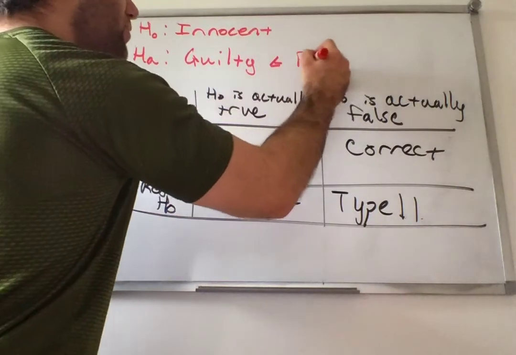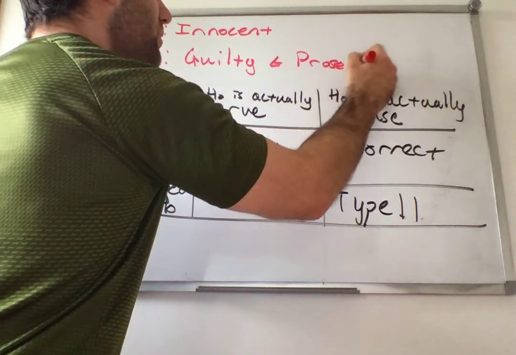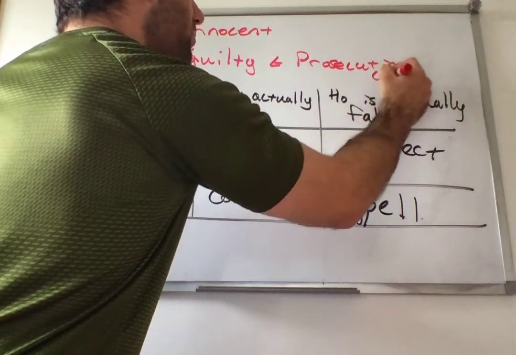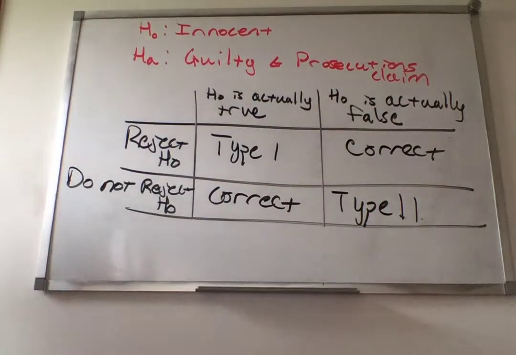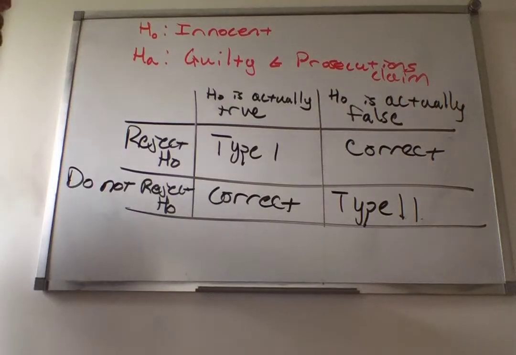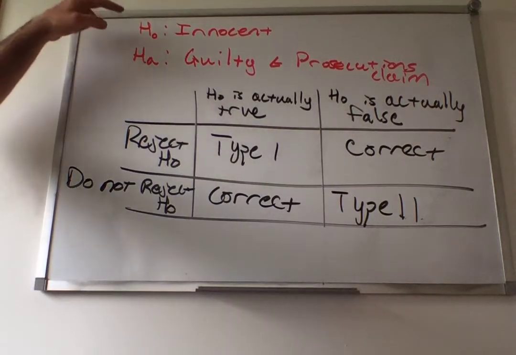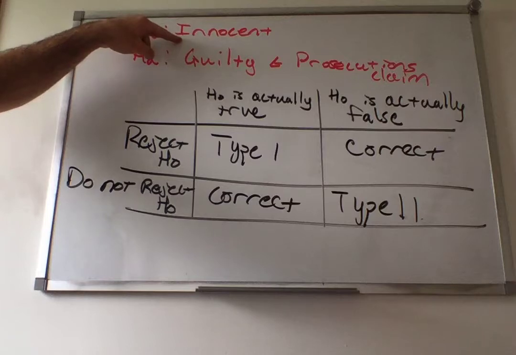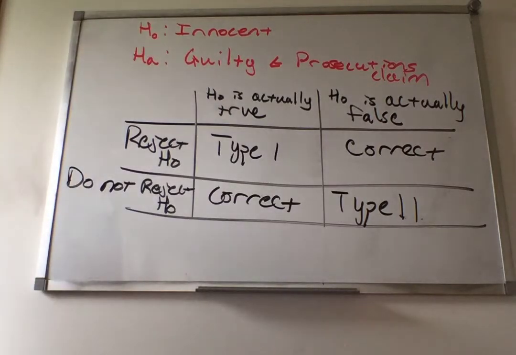And this is the prosecution's claim. They claim you're guilty of some crime, okay? That's what happens when you go to court. Now, you're going to assume that you're innocent until proven guilty. Just because you're assuming you're innocent doesn't mean you're actually innocent. You could have actually done the crime, okay? Even if you did the crime, when you go into court, they still assume you're innocent until proven guilty, okay?